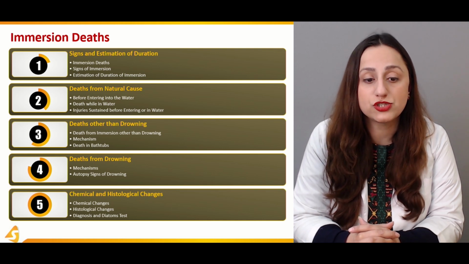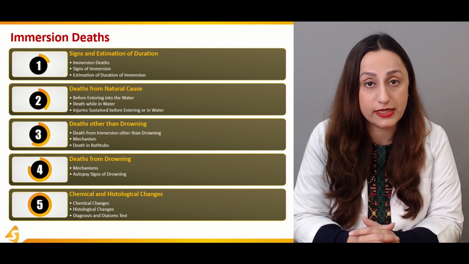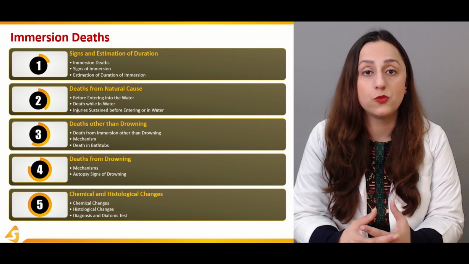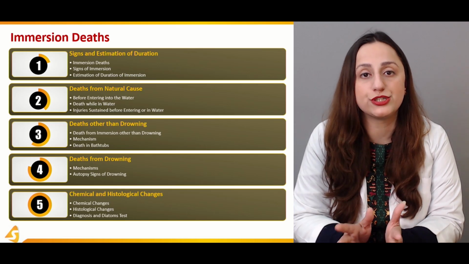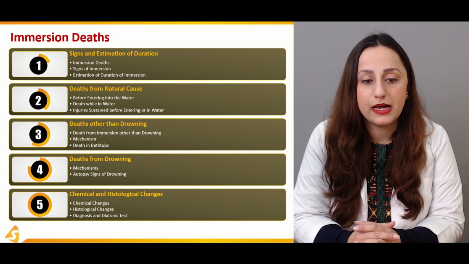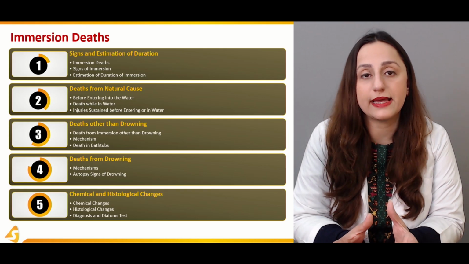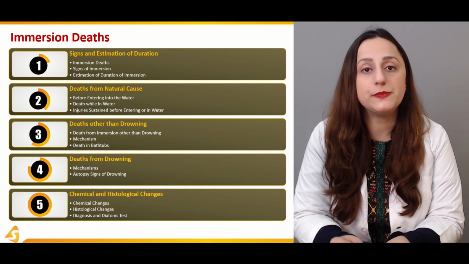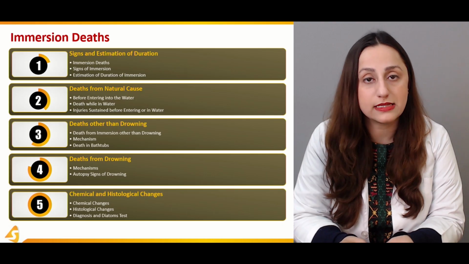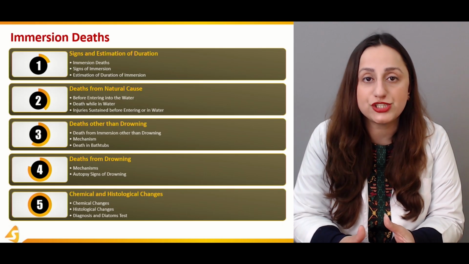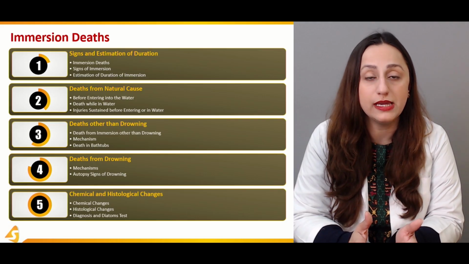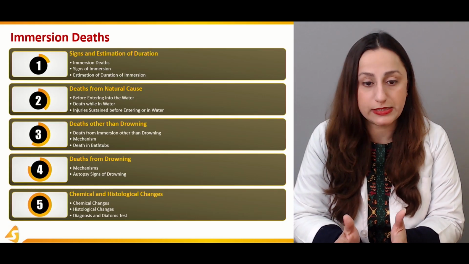Then in the fourth section, we'll be discussing the deaths from drowning and the underlying mechanisms which are specific for the asphyxial deaths encountered through the drowning mechanism. Then we'll be discussing the autopsy signs for drowning. What are the peculiar autopsy signs for drowning which we'll be looking for, and how can we differentiate ante-mortem drowning from the post-mortem drowning phenomenon.